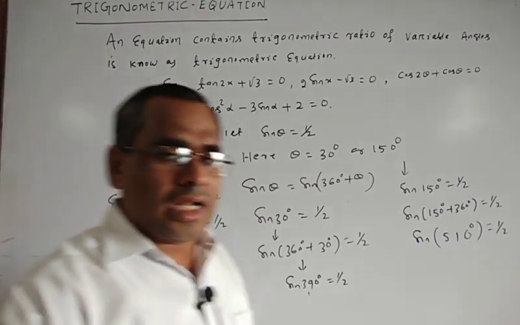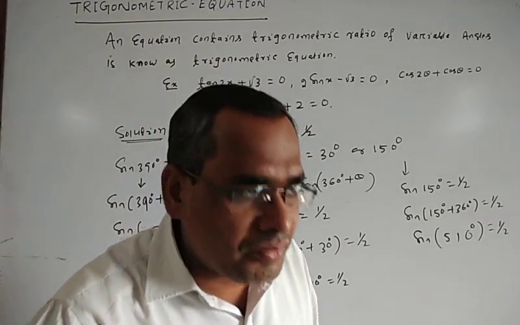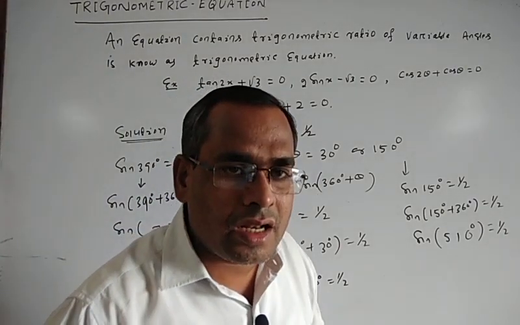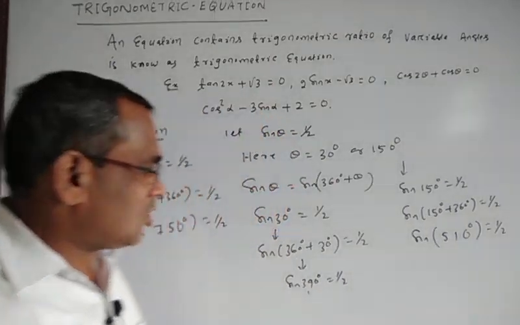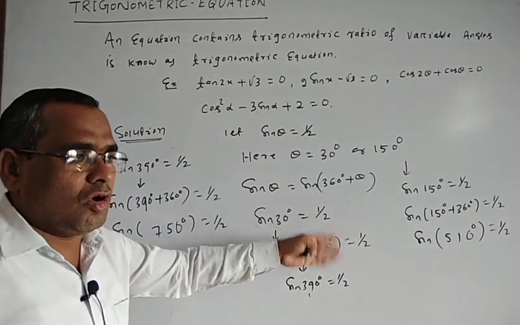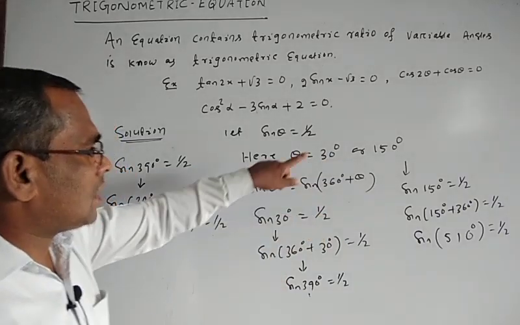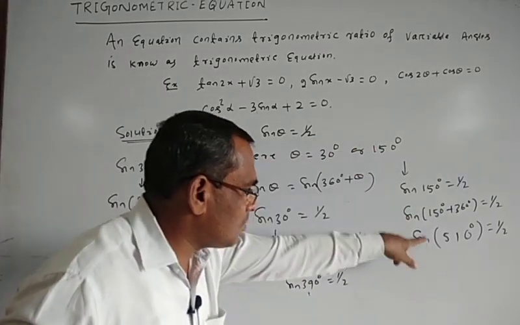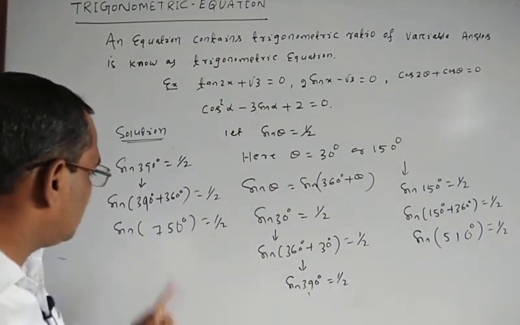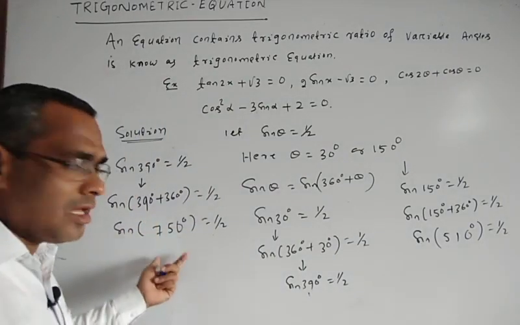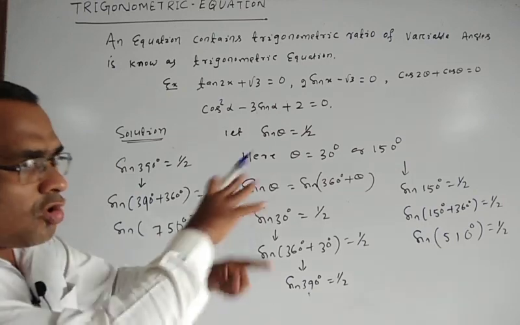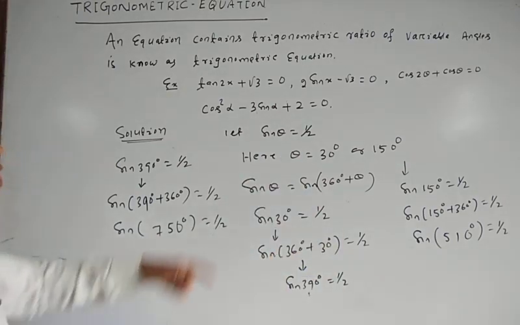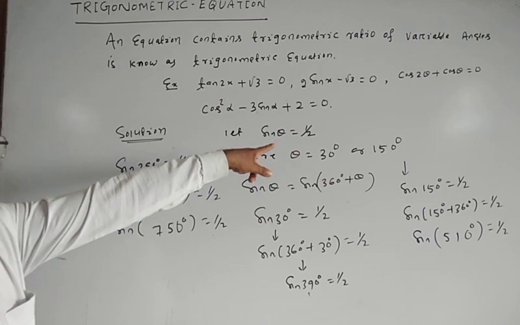So if we add 360 degree repeatedly to that angle, we will get another angle. So those are all values of theta: 30 degree, 150 degree, 510 degree, 390 degree, 750 degree, then add 360 degree, we will get another angle. So all are the solutions of sin theta is equal to 1 by 2.